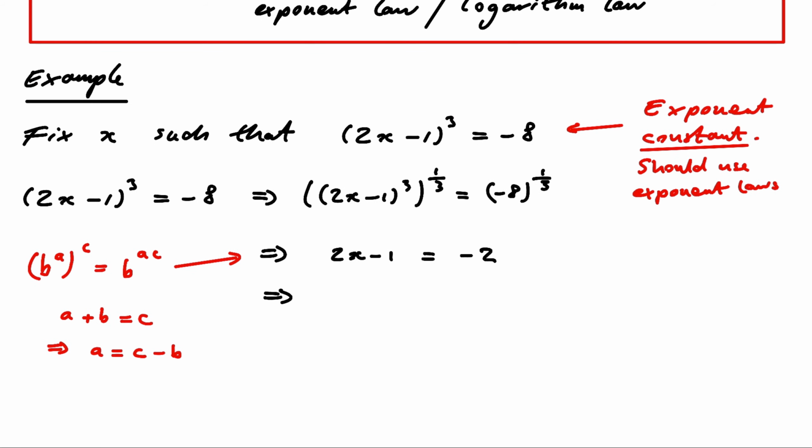So this implies what? This implies that 2x would be equal to, adding 1 to the other side, minus 1. So minus 2 plus 1 is minus 1. Finally, divide everything by 2. I get half on this side. So this, if you want, would be this.